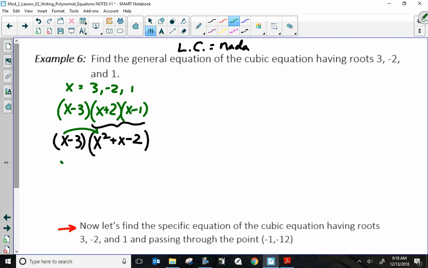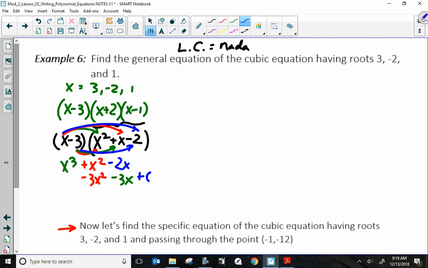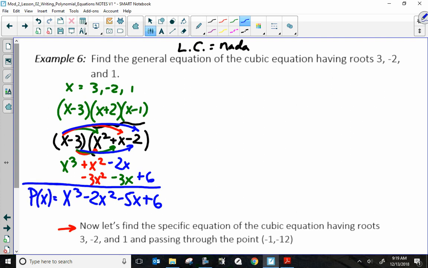I have x cubed plus x squared minus 2x. And I got to do the same thing with my negative 3. Negative 3x squared, negative 3x plus 6. And when I combine everything, I get x cubed minus 2x squared minus 5x plus 6. That's my polynomial function. They tell me it should be cubic. It is. I have a degree of 3, and we're good to go.